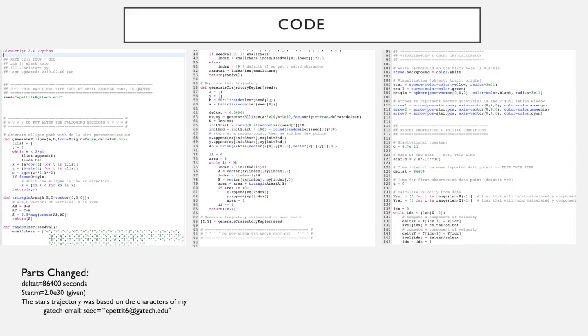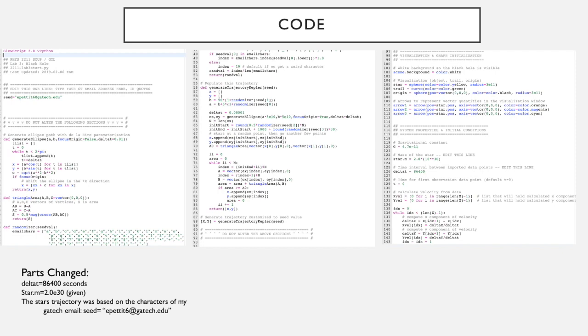For the first part of the code, a few parts that were changed include the email address that was given to us, and I changed it to my Georgia Tech email. This influences the trajectory of the star. The star's mass was set to the value given to us of 2 times 10 to the 30th kilograms, and delta T was changed to make it 86,400 seconds between each data point.